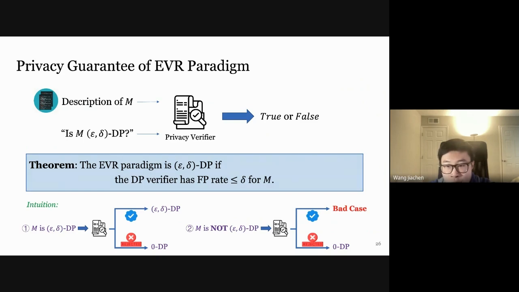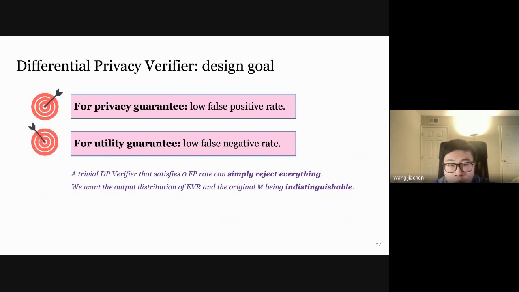So the only possible failure case is when M is not epsilon-delta DP, but got accepted by the verifier. And we want this bad case to have a small probability. So this means that even if the privacy accountant only returns an estimate without formal guarantee, one can safely use it if we have a DP verifier with a small false positive rate. And therefore, we can avoid the burden of deriving the worst-case error bound.